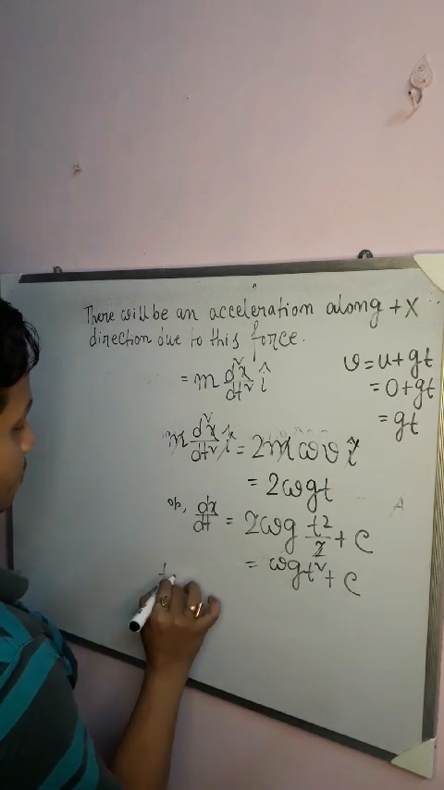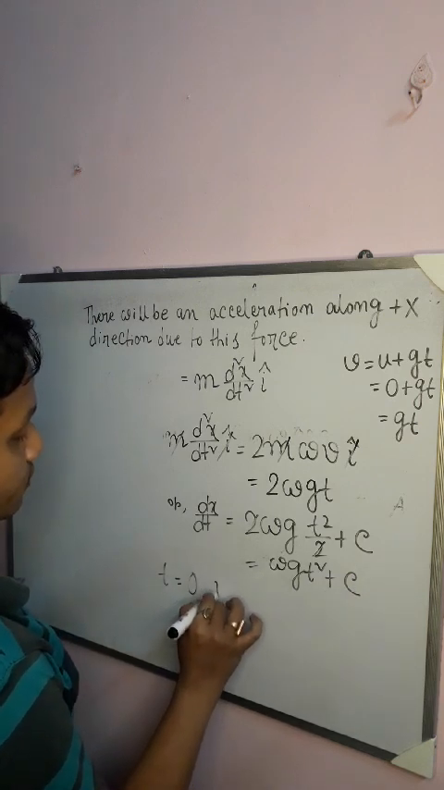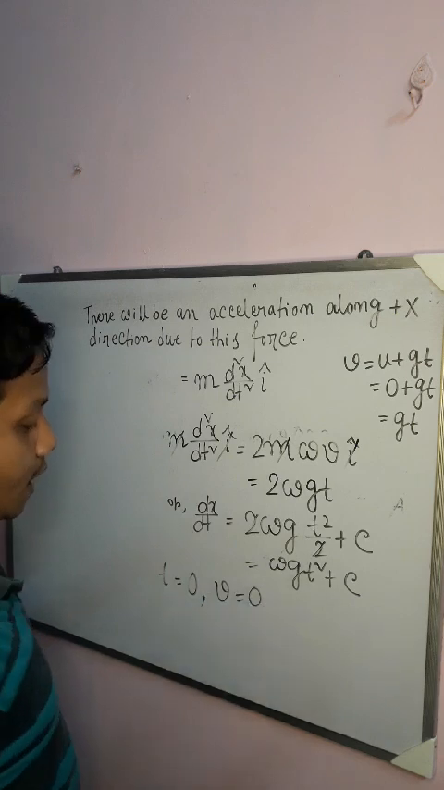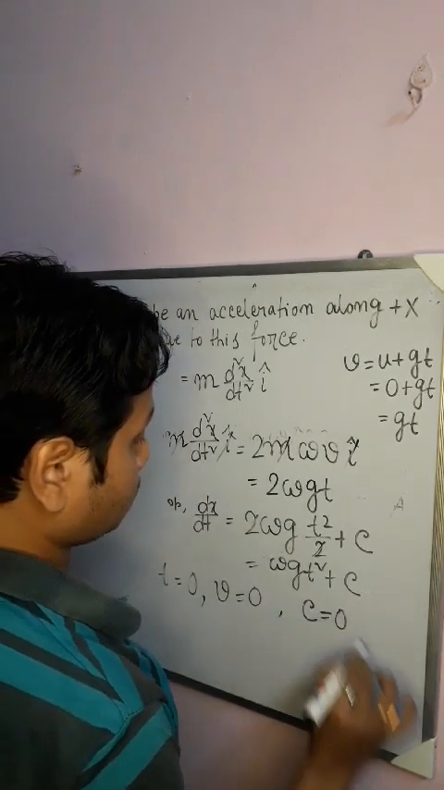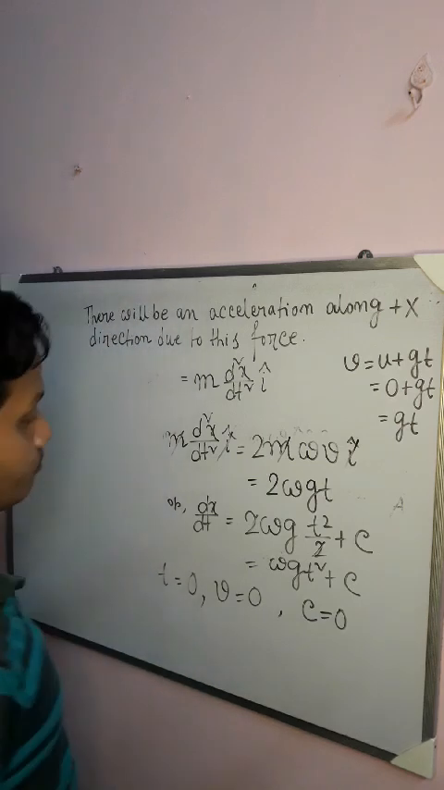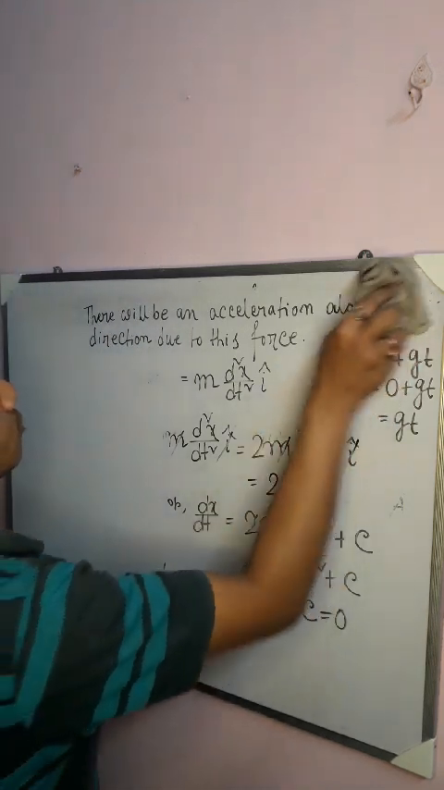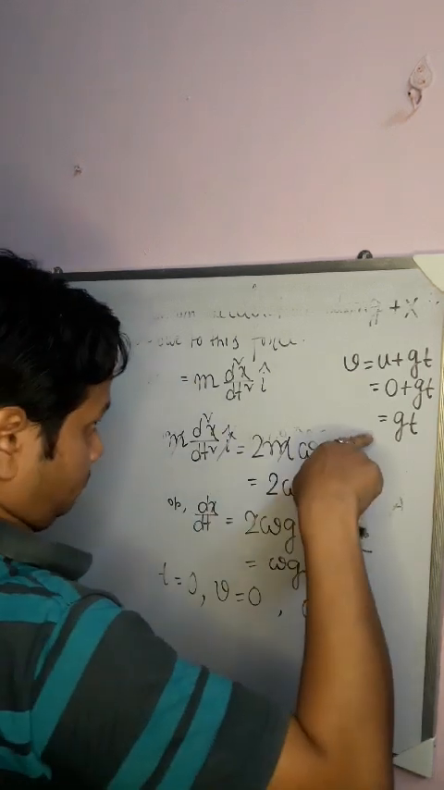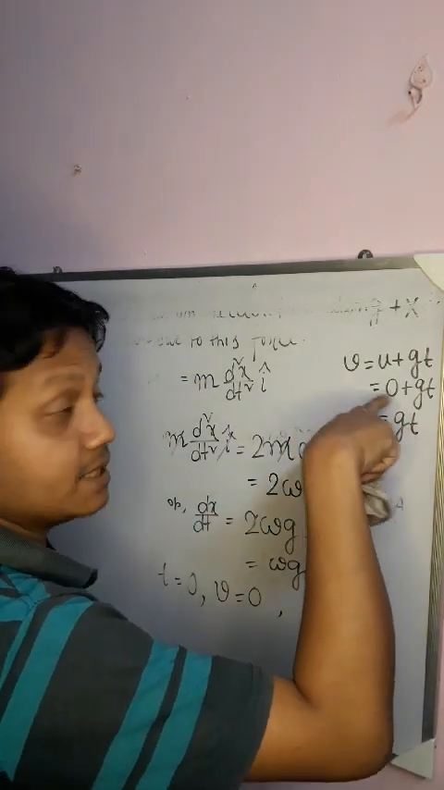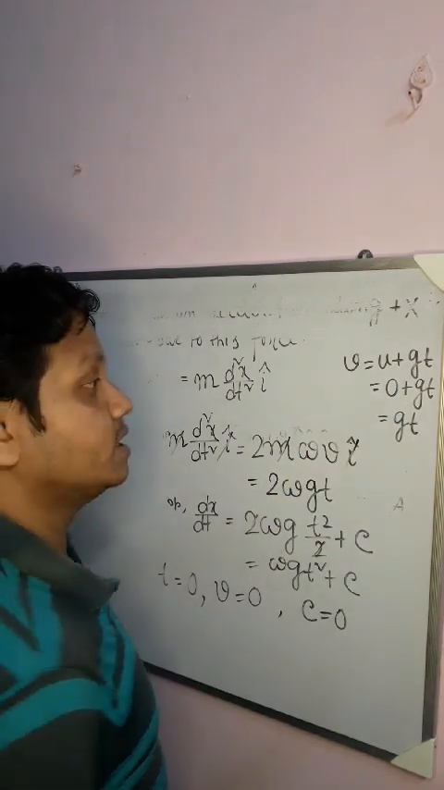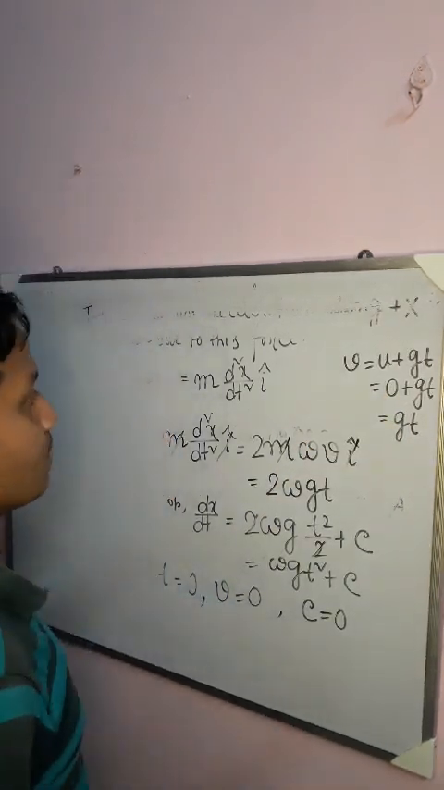Now we all know the boundary condition. At t equal to 0, the velocity of the particle is 0. Okay, so that means c equals 0. So here we must replace v by gt, since initially the particle is at rest, we take u equal to 0.